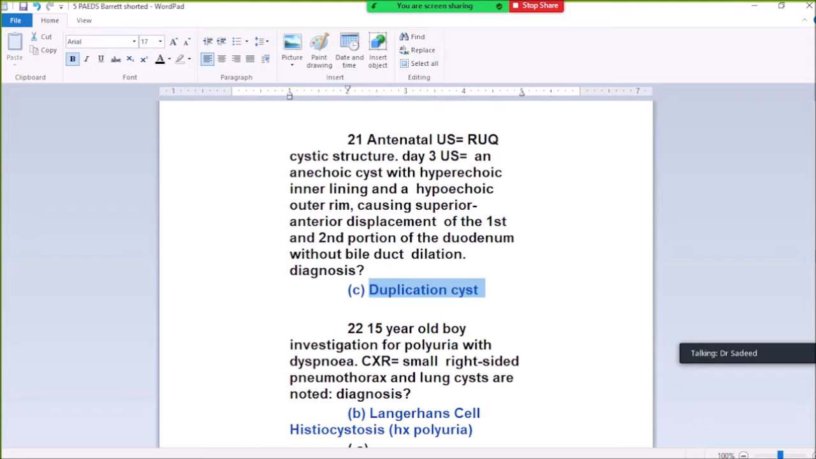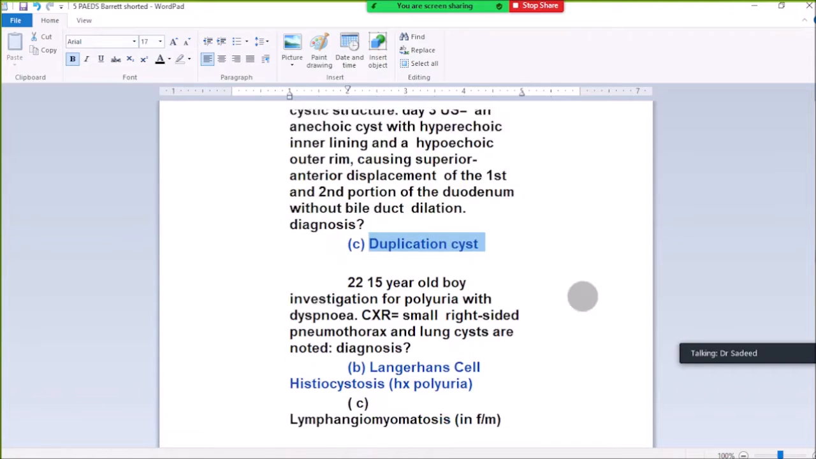Because the ultrasound shows an anechoic cyst with double wall, hypoechoic inner lining and hypoechoic outer rim, and it has displacement of the first and second portion of the duodenum. So it's obviously a duplication cyst or anterior duplication cyst.